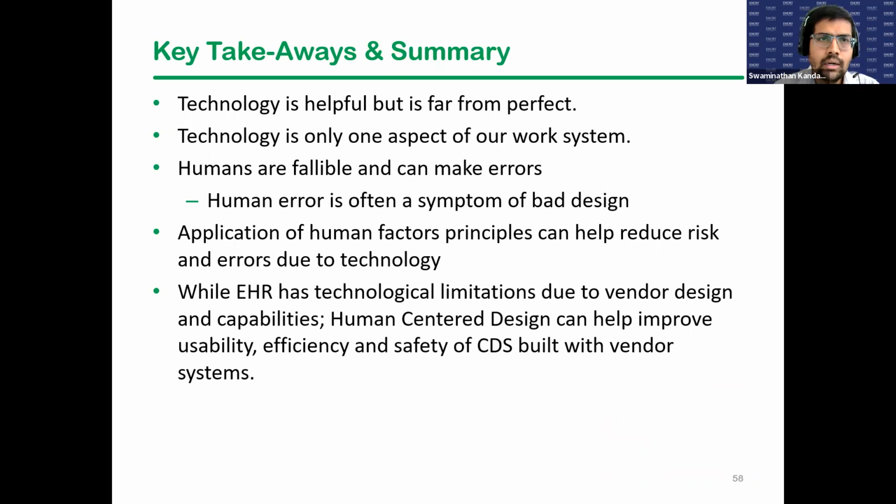Some key takeaways. One, technology is useful, but it's far from perfect. And we have seen how many unintended consequences we have with these systems. But technology is only one aspect, and technology may often fail because of the lot of interactions that we have in the work system, and we need to understand how things interact. And we as humans are fallible and can make errors, and this is by design of how we process information and do things.